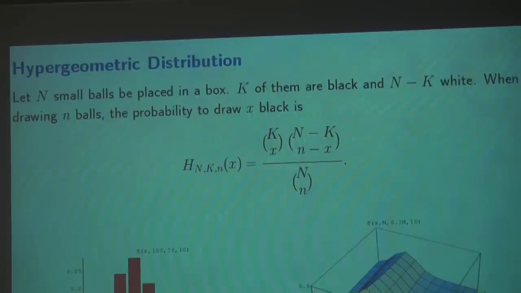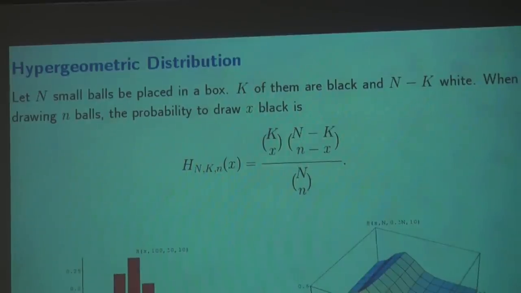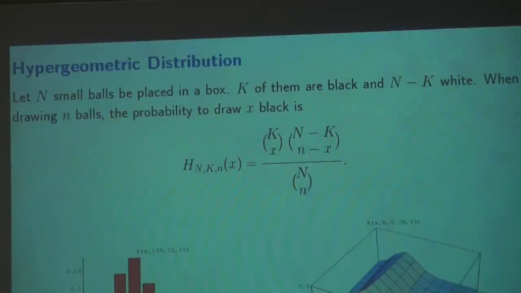This is like an urn experiment where you draw balls. And we have in our box, what do we have? Black and white balls. So we have n balls in the box. K of them are black and the others are white. And now we draw lowercase n, little n balls. And the probability to draw x black balls is this here.